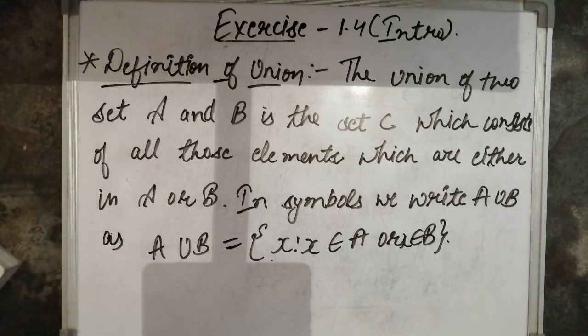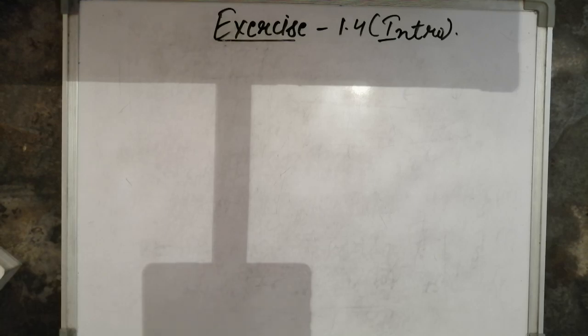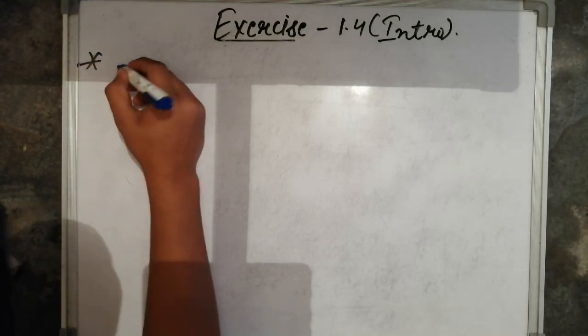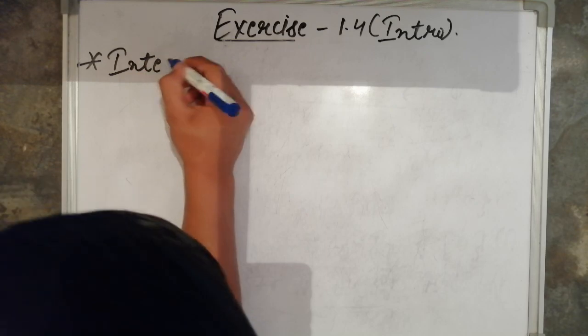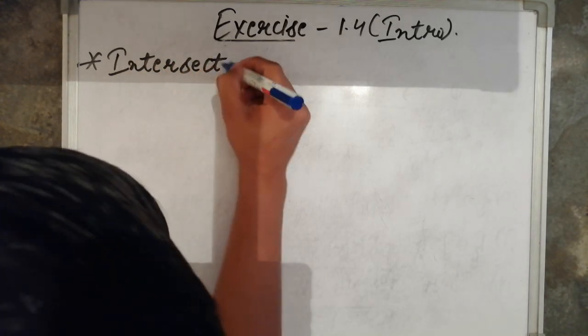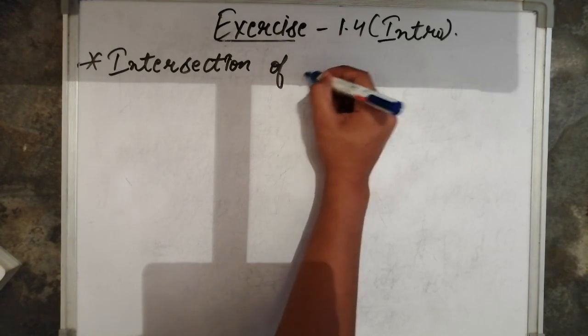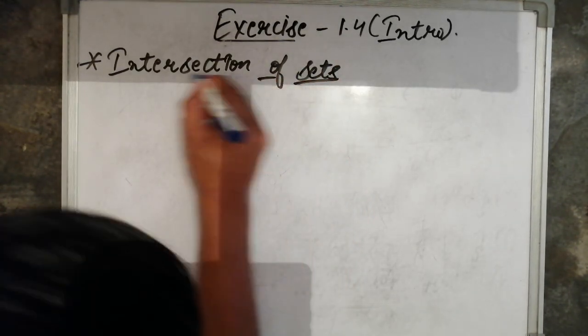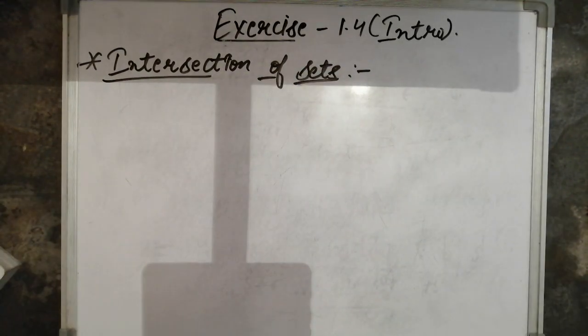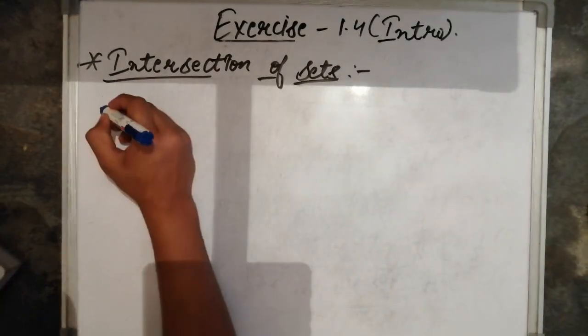Okay students, now let's talk about the intersection of sets. The intersection of sets A and B is the set of all elements which are common to both A and B, and intersection is represented by this inverted U. This is not actually an inverted U, this is the intersection symbol.